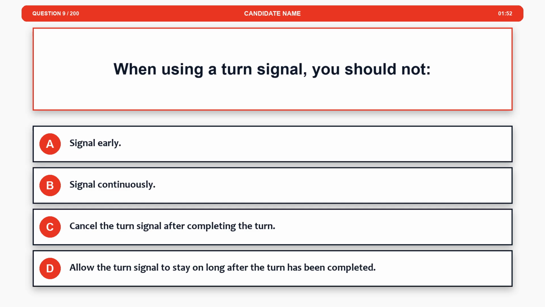Question 9. When using a turn signal, you should not. Option A. Signal early. Option B. Signal continuously. Option C. Cancel the turn signal after completing the turn. Option D. Allow the turn signal to stay on long after the turn has been completed.